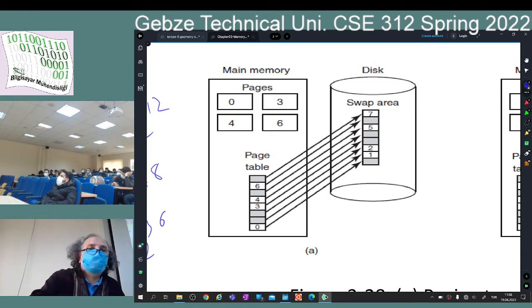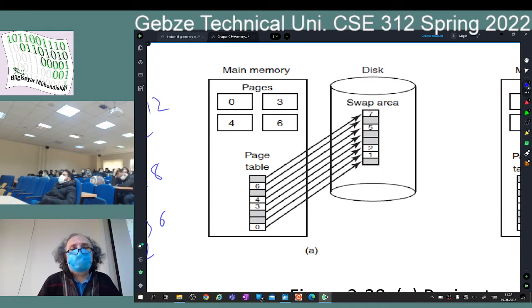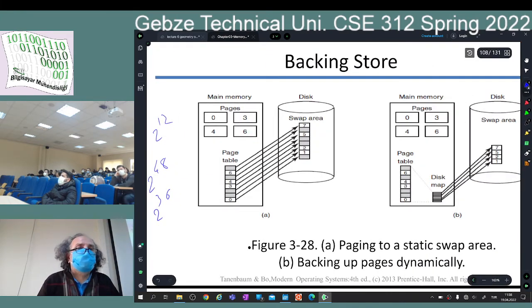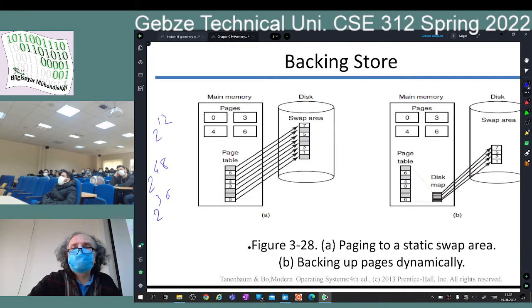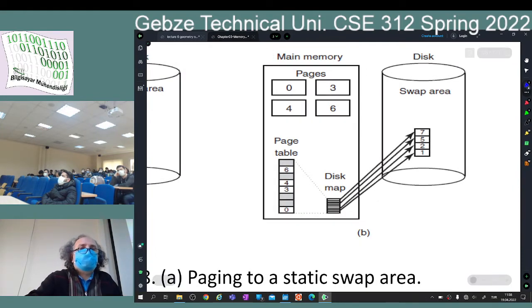So I have only 4 pages available in my memory. The rest of them will have to stay on the desk. But as I said, many of them will not be used. So the idea is this. Why are you keeping all those unused places? Okay, the idea is this. There is a disk map.